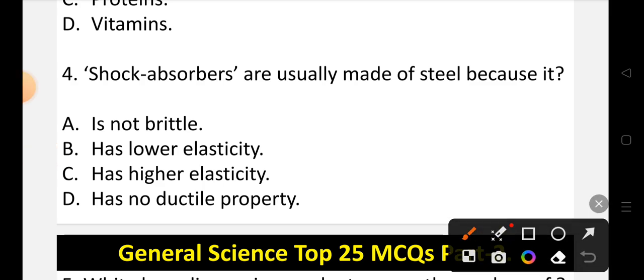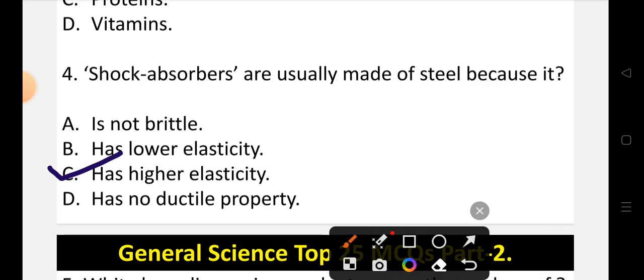So usually if you have seen big machines, in those machines, or also if you have seen in the motorcycle, the back side of the bike, there is a shock absorber. So usually it is made up of steel. So why is it made up of steel? Because it has higher elasticity. So the correct option is option number C, that is it has higher elasticity. So C is the correct option.